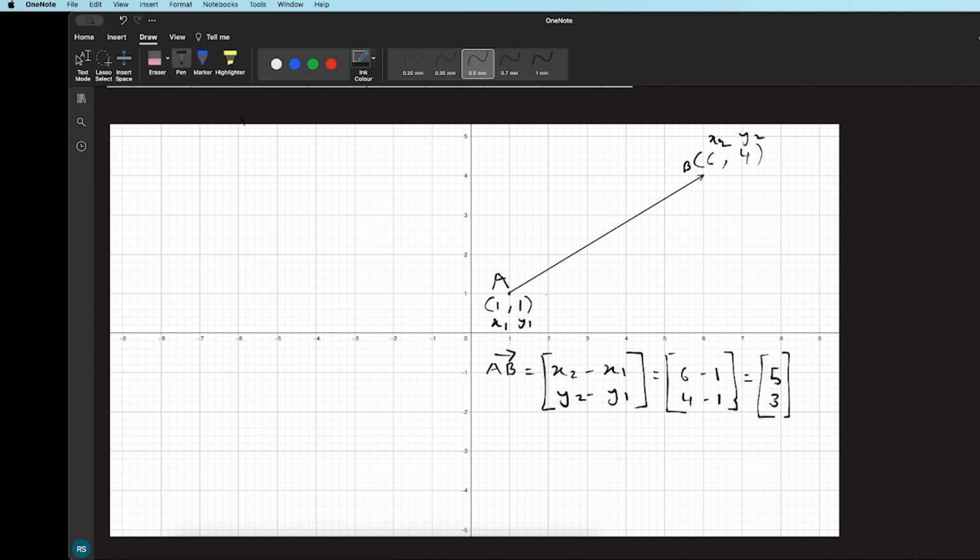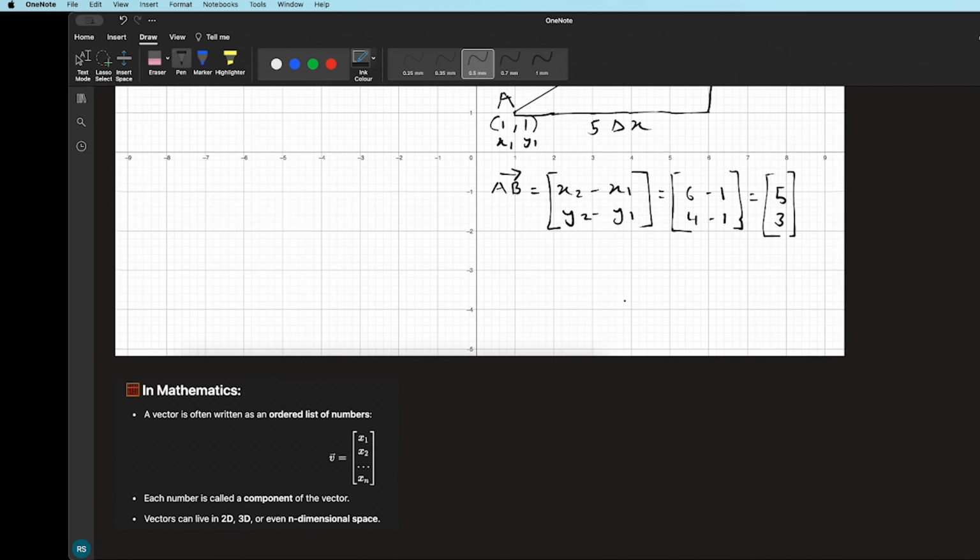What this x and y component tell us is that I am traveling 5 units in the right direction, 1, 2, 3, 4, 5, and I am traveling 3 units in the upward direction, 1, 2, 3. So I have traveled 5 units here and 3 units here. This is my delta x and this is my delta y. Yeah, this is the definition of the displacement vector.